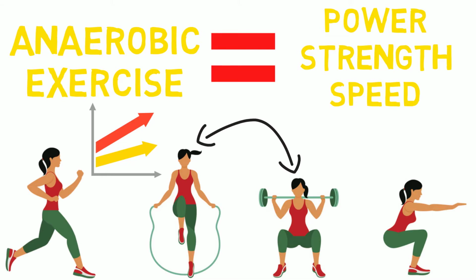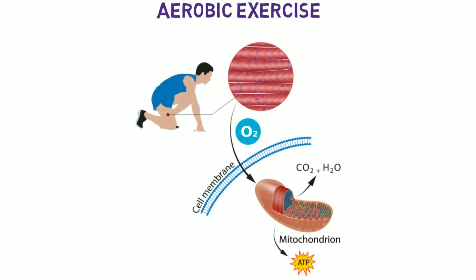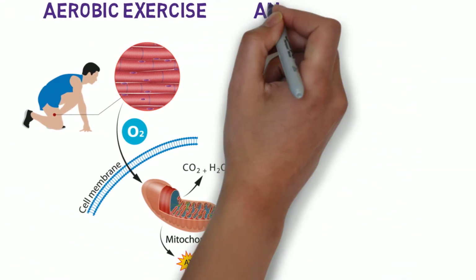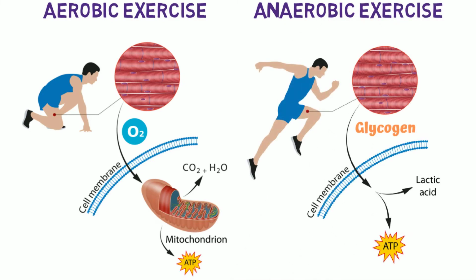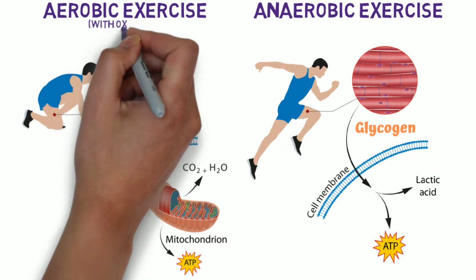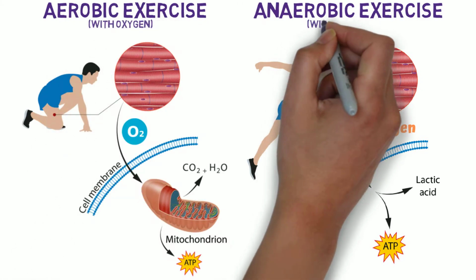Compared to aerobic exercise, which utilizes oxygen to create energy, as we've mentioned, anaerobic exercise uses glycogen instead, which is a storage form of carbohydrates in muscles. Taking this into account, it is no surprise then why aerobic means with oxygen, while anaerobic means without oxygen.